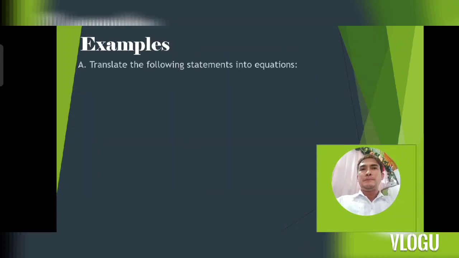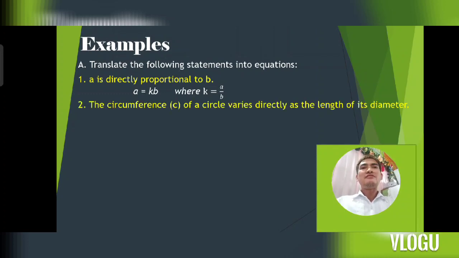Now let's take for example, translate the following statements into equations. Let's have number 1. A is directly proportional to B. That can be represented by A = kB, where k is equal to A over B. Let's have another one. The circumference C of a circle varies directly as the length of its diameter. That could be represented by C = kD, where k is equal to C over D. Again, our k here is our constant of variation.